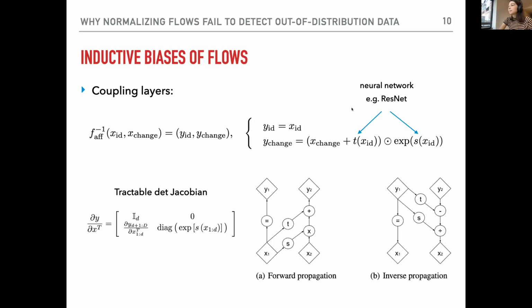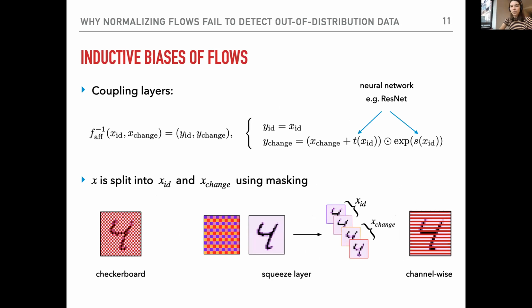So basically we have the input, then it's split somehow into the two parts, which are disjoint, and then the first part is just directly copied. The first part is given to the neural network, which predicts the shift and scale with which we transform the second part. Right, and this splitting into x_id and x_change is done using masking. And for image data sets, the masking is usually of two types. The first type is the checkerboard pattern.